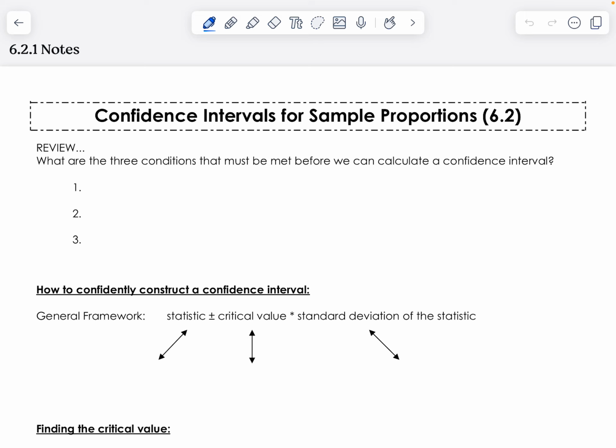And so before we jump in, let's review the 3 conditions that must be met before we can calculate a confidence interval. So that first one, remember, is random. We must take a random sample. That is just good statistical practice. Second, we have to know that our sampling distribution is normal by showing that n times p hat is greater than or equal to 10, and n times 1 minus p hat is greater than or equal to 10.